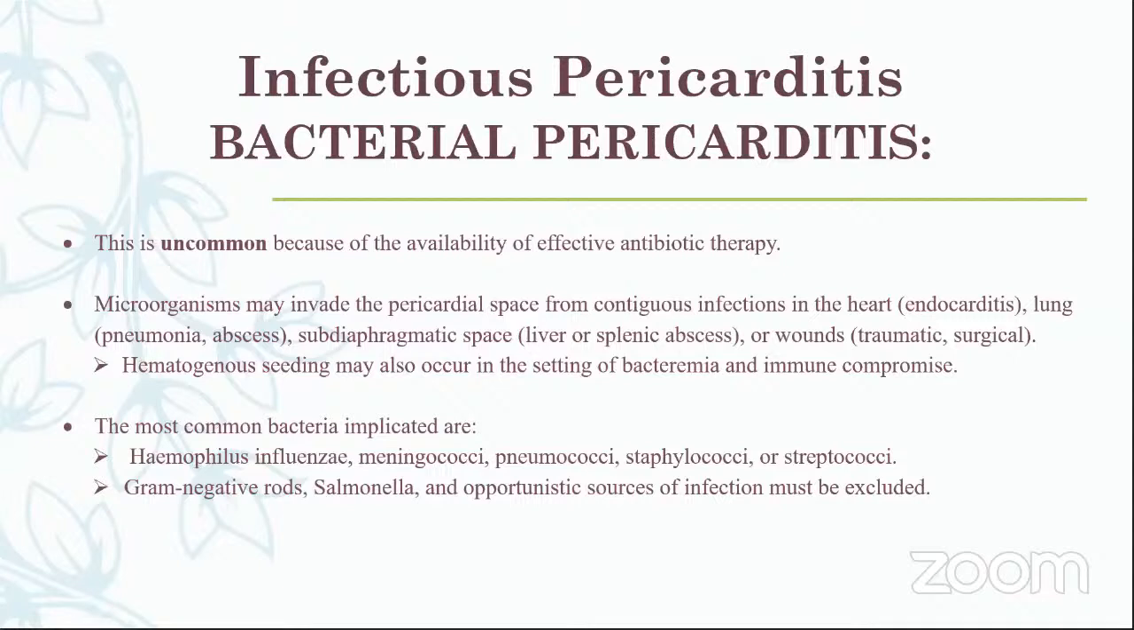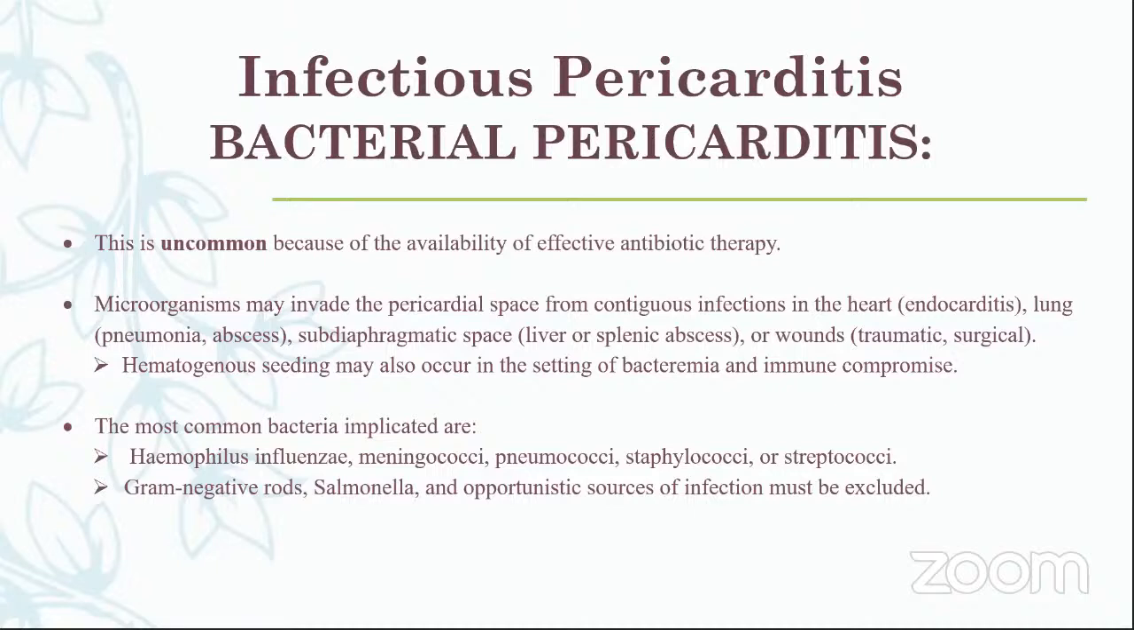Bacterial pericarditis is uncommon because of effective antibiotic therapy. The microorganism may invade the pericardial space from contiguous infection in the heart, such as endocarditis, from adjacent structures such as the lung, like pneumonia or abscess, or from the subdiaphragmatic space, like in cases of liver or splenic abscess, and from wounds, any wounds, traumatic or surgical.